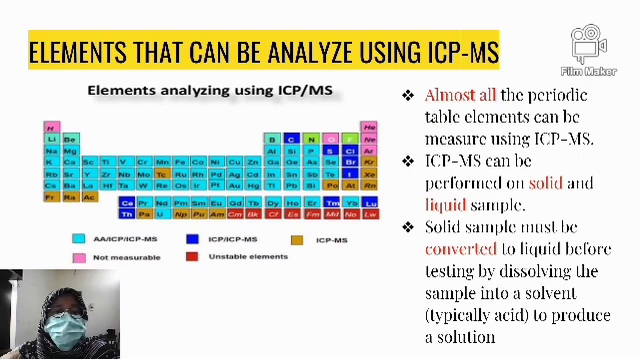ICP-MS can be performed on solid and liquid samples, but the solid sample must be converted to liquid before testing, by dissolving the sample into a solvent, which is typically acid, to produce a solution before we can use it in ICP-MS. That's all for me.